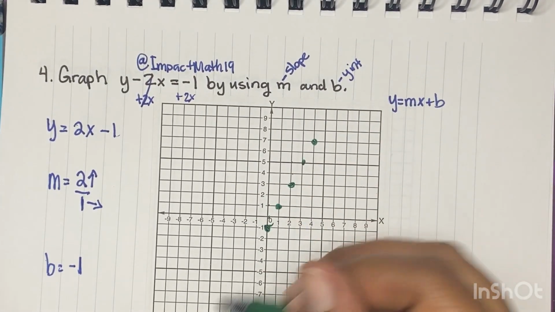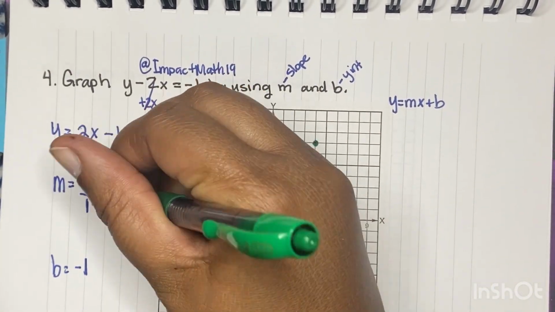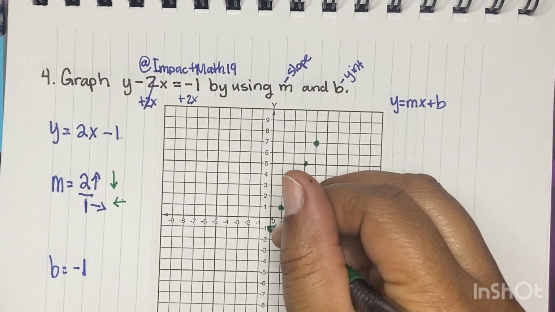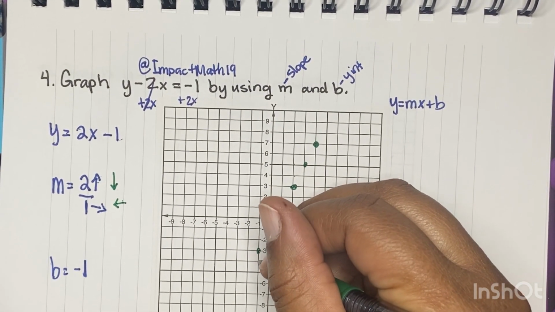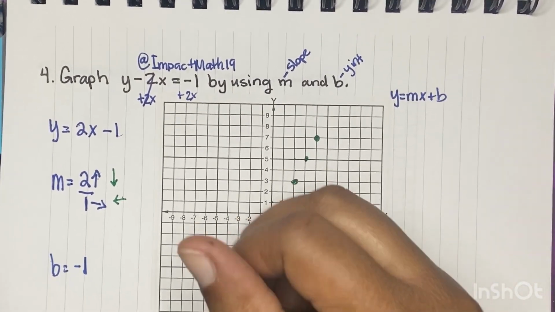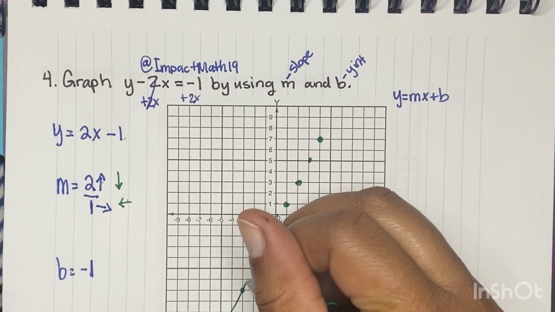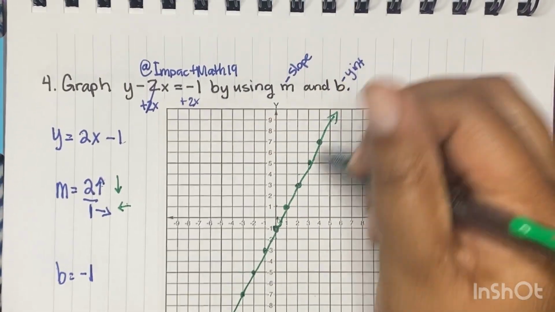Now, to get this bottom half of it, you go to the opposite of your direction. So we can go down one to the left. So we go 1, 2, put a point. 1, 2 over 1, put a point. And you keep on going, and then you have your line like that.